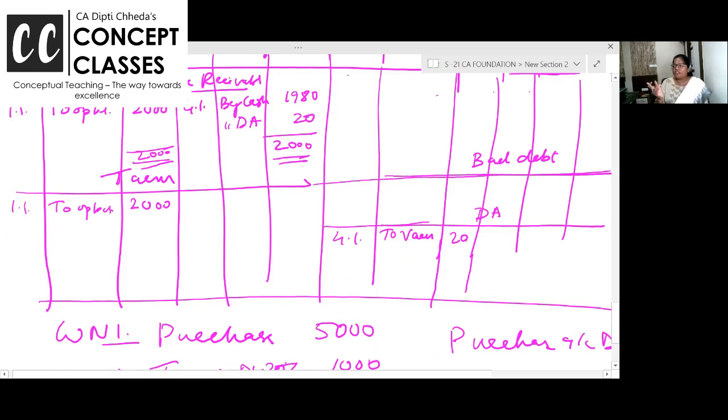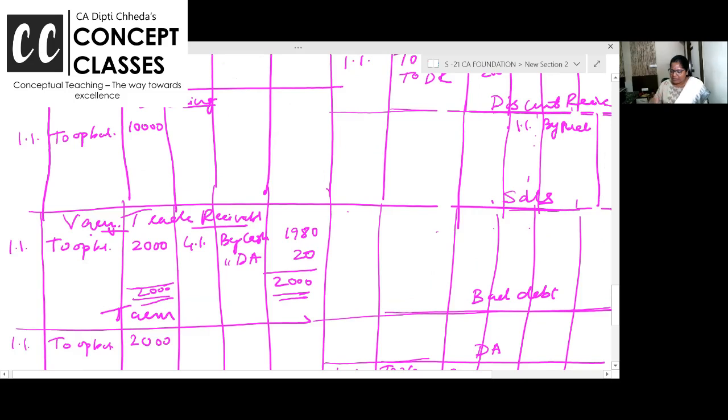Some of the books show it in the same ledger, but I prefer you prepare separate ledgers. Discount allowed debit 20, cash debit 1980 and Varun credit. Varun's ledger is finished.